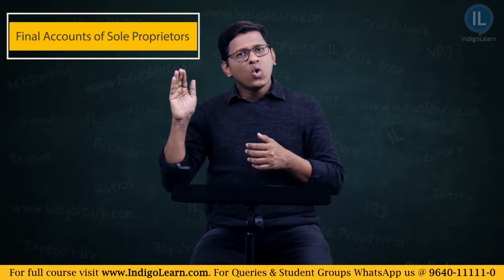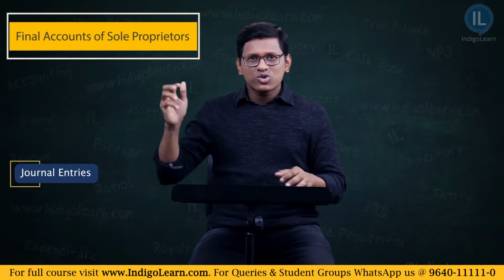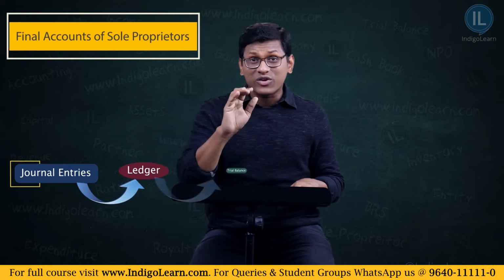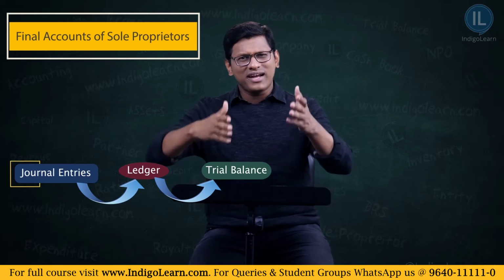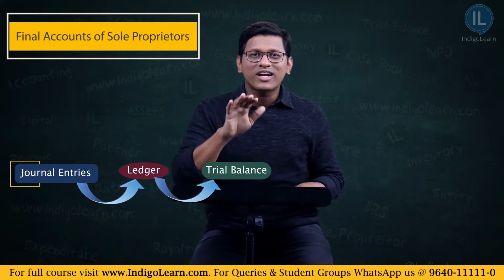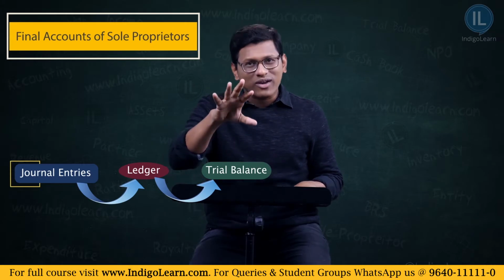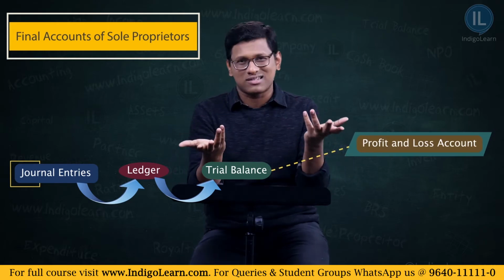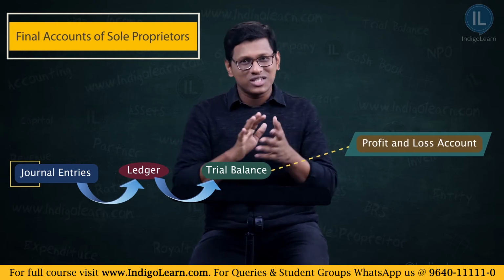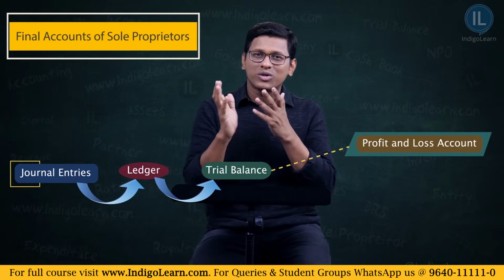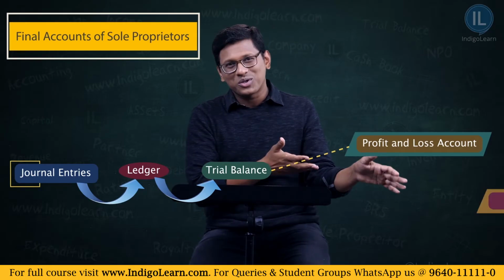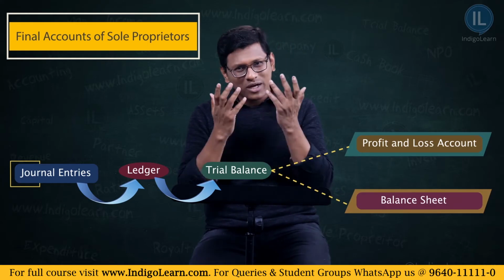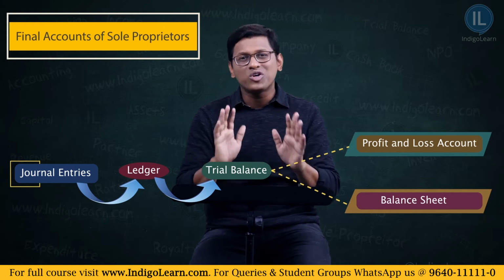Now, recall, we already learned journal entries, right? From journal entries, we did ledger postings. From ledger postings, we arrived at the trial balance, right? In the trial balance, we had different items. What we are now trying to do is split the trial balance into 2 parts. I am repeating, one part will go into the P&L account, the other part will go into the balance sheet.